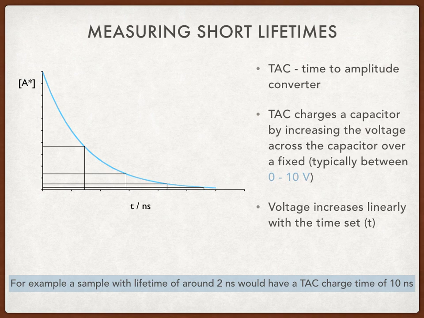And so if, for example, I have my capacitor which runs between 0 and 10 volts, it would increase linearly between those 0 and 10 volts. So just as an example, if I had something with a lifetime of 2 nanoseconds, I would want to have a TAC time 5 or 6 times longer than that. And so I would want to have a TAC charge time of about 10 nanoseconds, a bit longer.